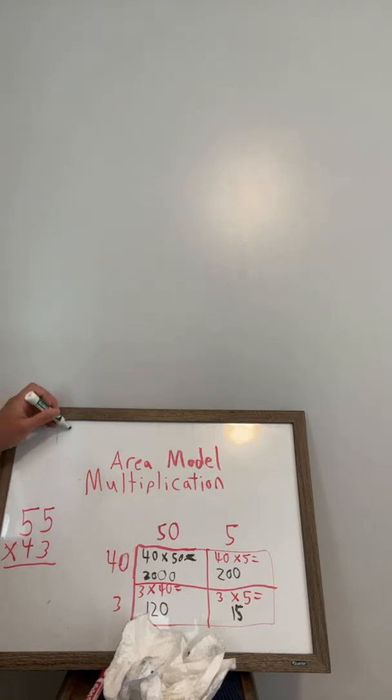So 15 plus 120 plus 200 plus 2,000. When you do the addition, remember, line up the numbers. Very important to line up the numbers.